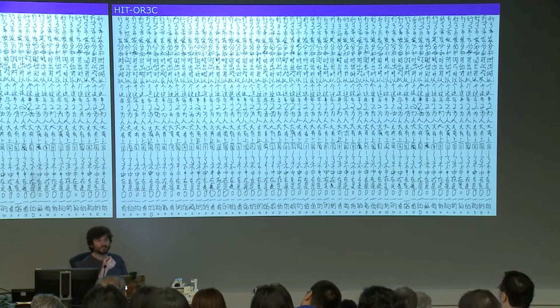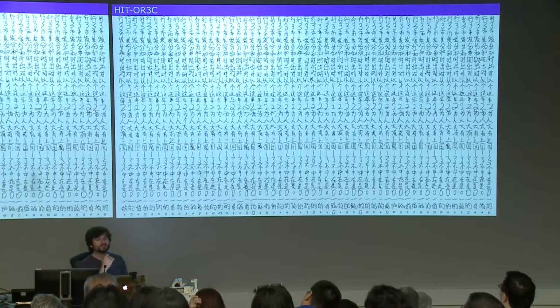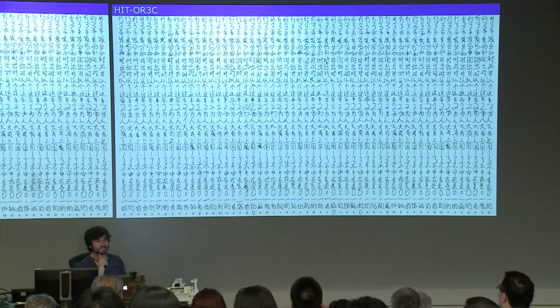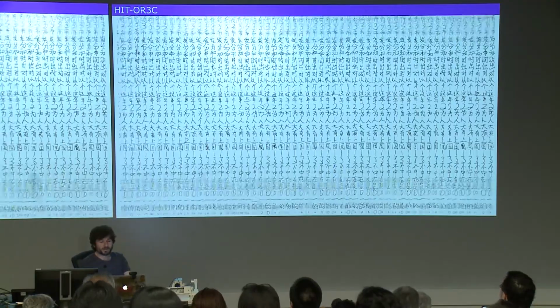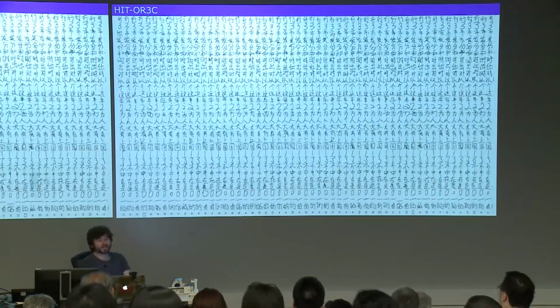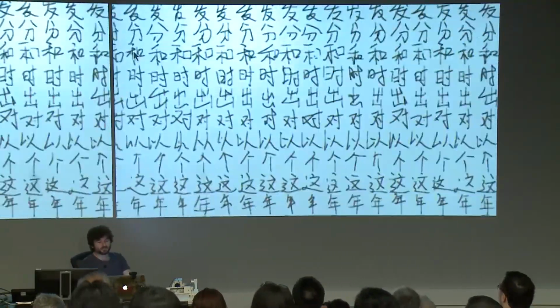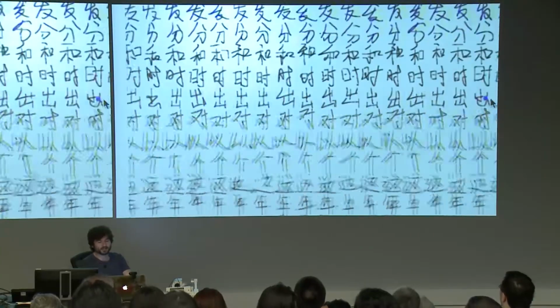The first project that I did with this was actually on handwritten Chinese characters. I found this data set called HITOR3C. You can look this up. This is a gigantic data set collected at Harbin University, where they basically had people in mainland China write simplified characters.